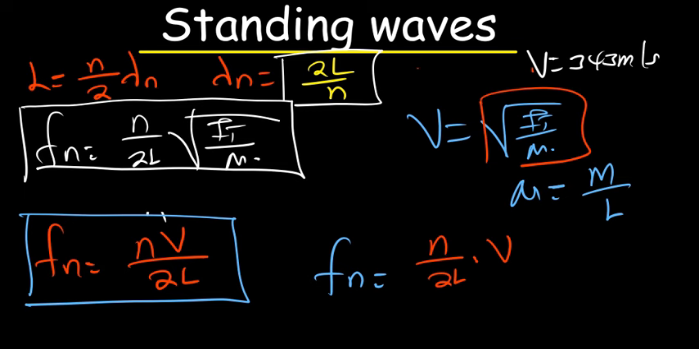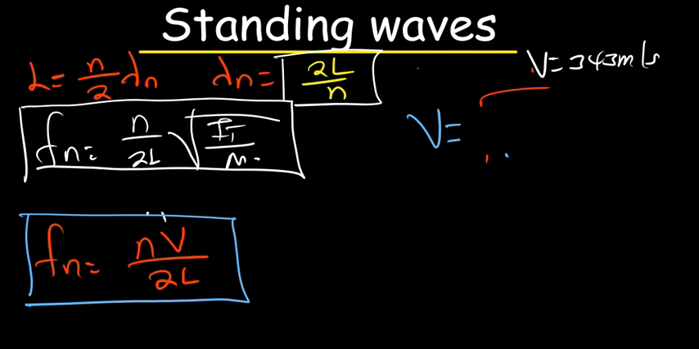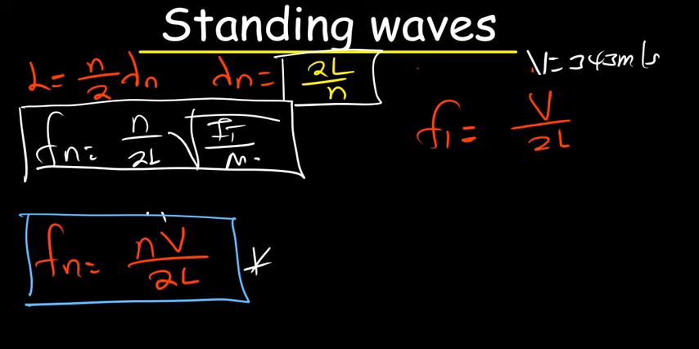Now, another formula which you have to know for the fundamental frequency is this. Let's say we want to find the first fundamental frequency. Now I'll use this one. The first fundamental frequency is going to be F1. If n is equal to 1, 1 times v is going to be v over 2L. That is the first fundamental frequency.